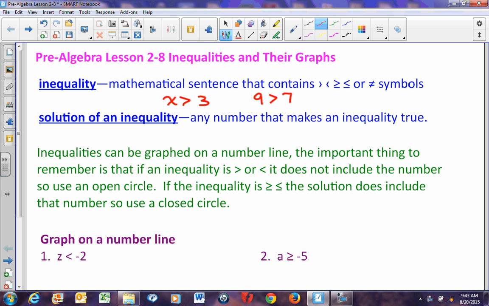Now, inequalities can be graphed on a number line. The important thing to remember is that if an inequality is greater than or less than, it does not include the number, so we use an open circle. If the inequality is greater than or equal to or less than or equal to, the solution does include that number, so you use a closed circle.